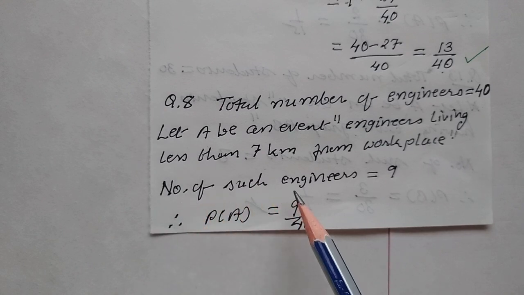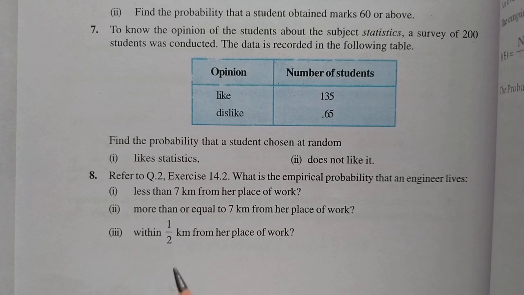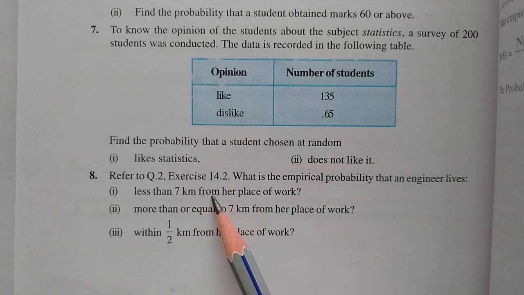Okay, the number of such engineers is 9. So P of A equals 9 by 40. Now children, more than or equal to 7 kilometers from her place of work. Here it is less than 7 and here it is given more than or equal to 7. So in this, how many engineers are there? 9 engineers are there. So here how many engineers would be there?